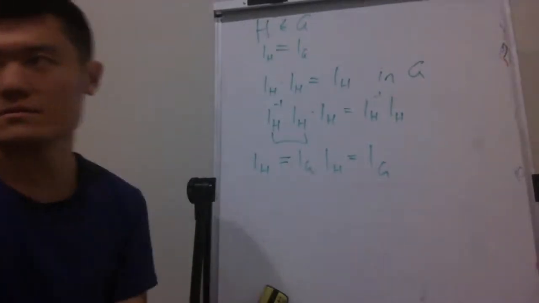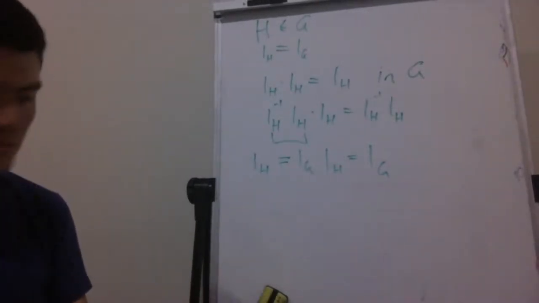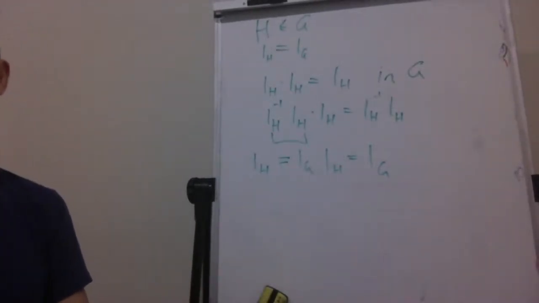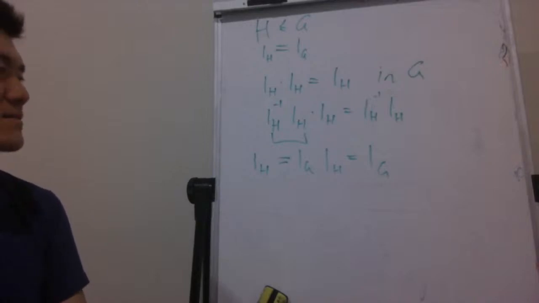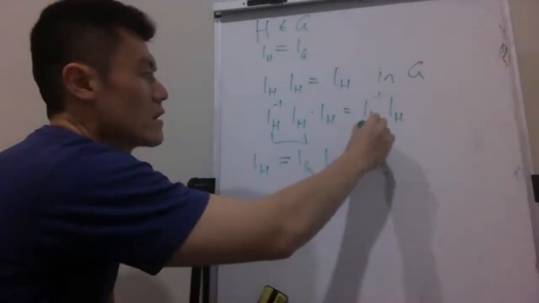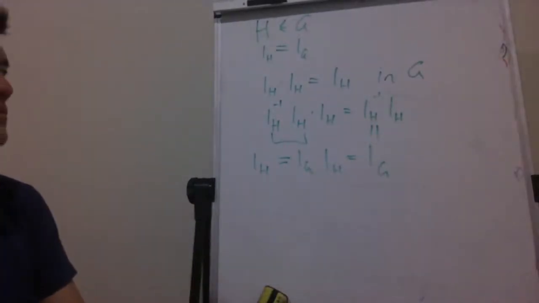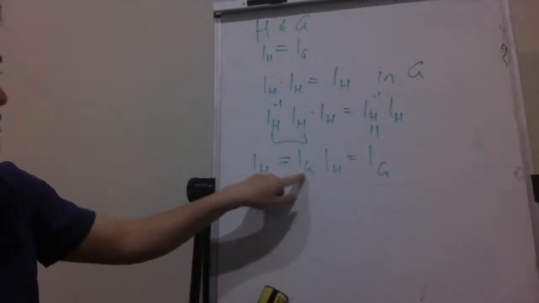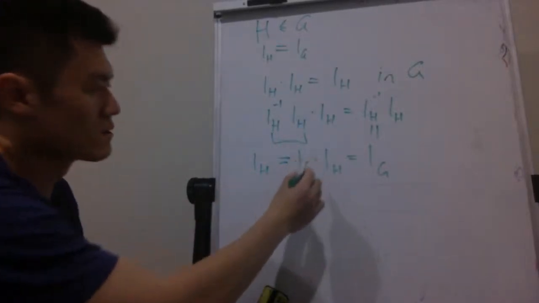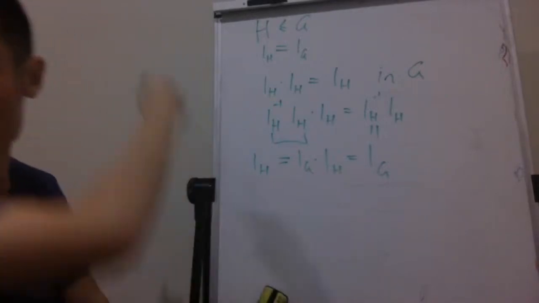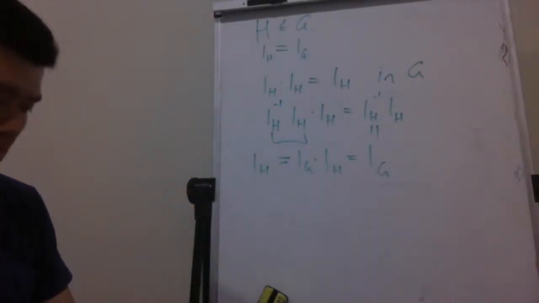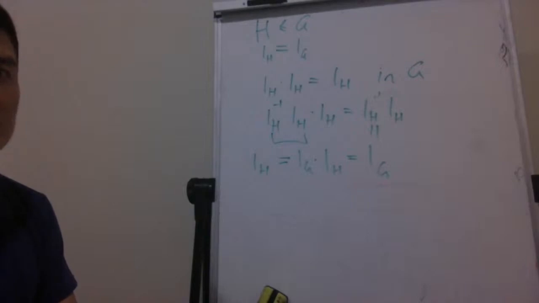That's equal to 1H because the identity in G fixes everything in G. Wait, what? So you squared it, oh, that's cool. That's really nice. I'll remember that.